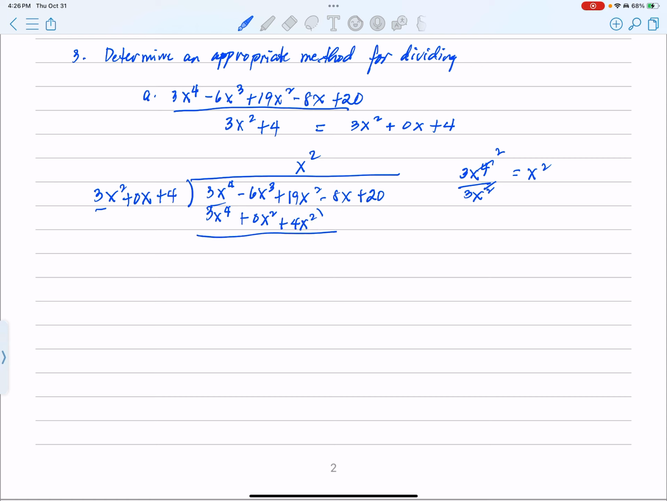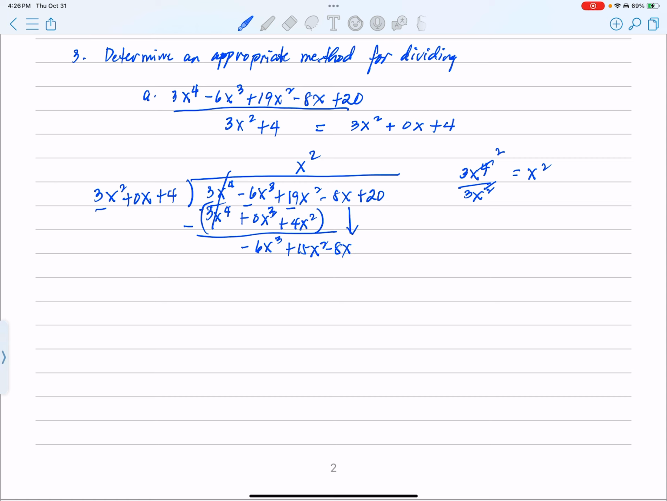Okay, subtract. When we subtract, change the sign. Be sure the sign is changed. So negative 6 plus 0, that's negative 6x cubed. 19 minus 4, that is 15x squared. Bring down the next term.